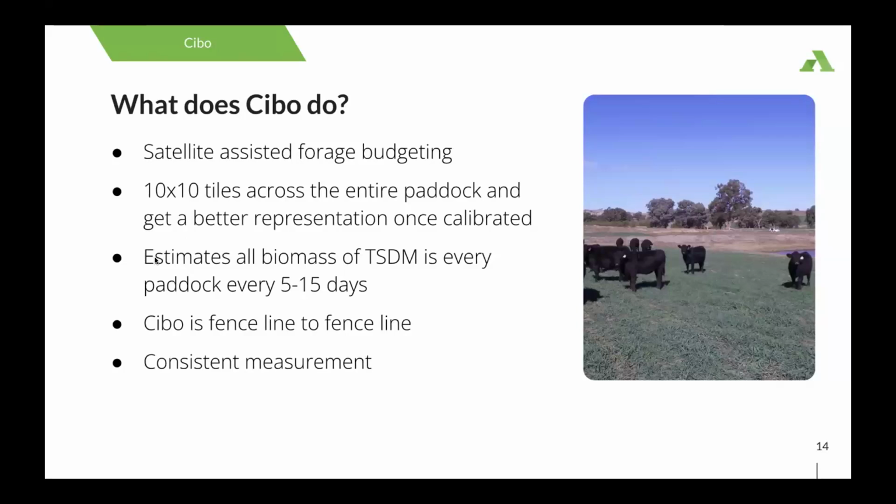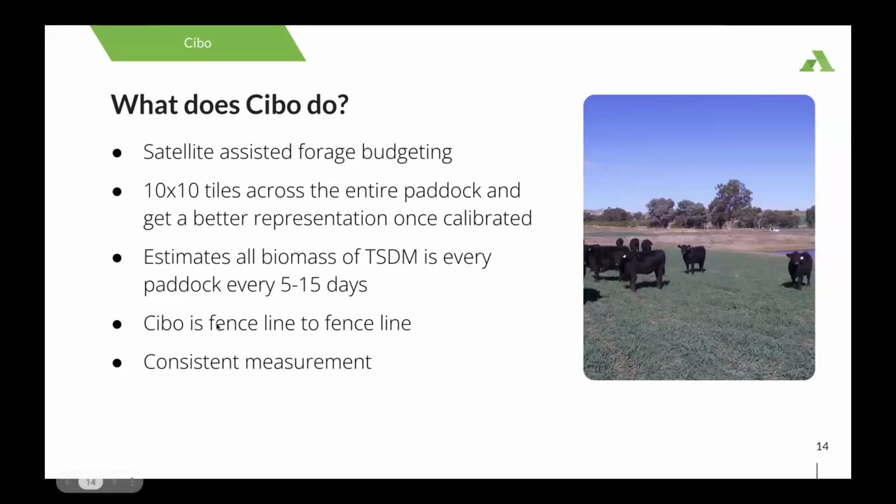They estimate all the biomass of total standing dry matter in every paddock every 5 to 15 days. Why 5 to 15 days? The satellite passes where we are in Australia every 5 days, essentially. If the satellite passes and there's a lot of cloud cover or bad weather, an image may not be able to be taken, so we have to wait another 5 days until that comes around again. On average, we're getting an image every 5 to 15 days, hopefully every 5. That's the reason why sometimes you may not see an update every single 5 days.